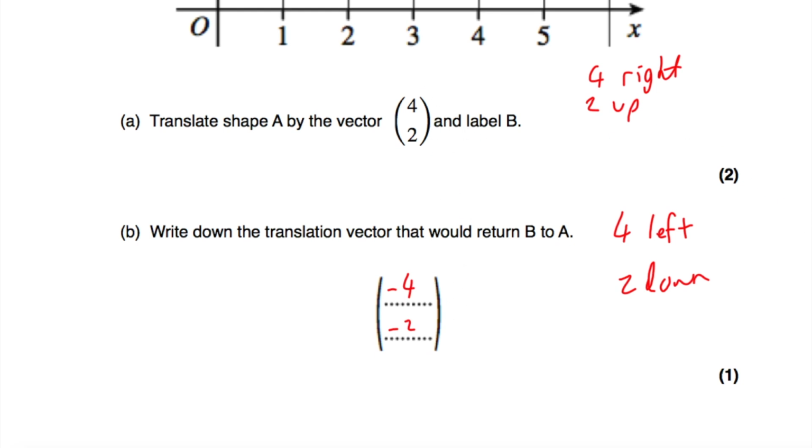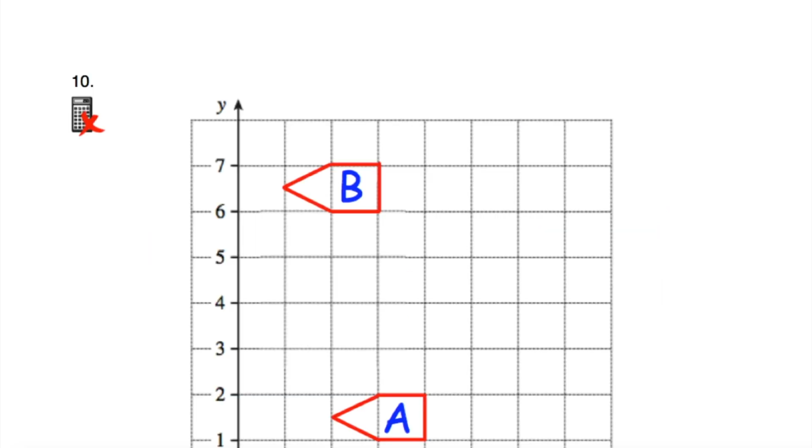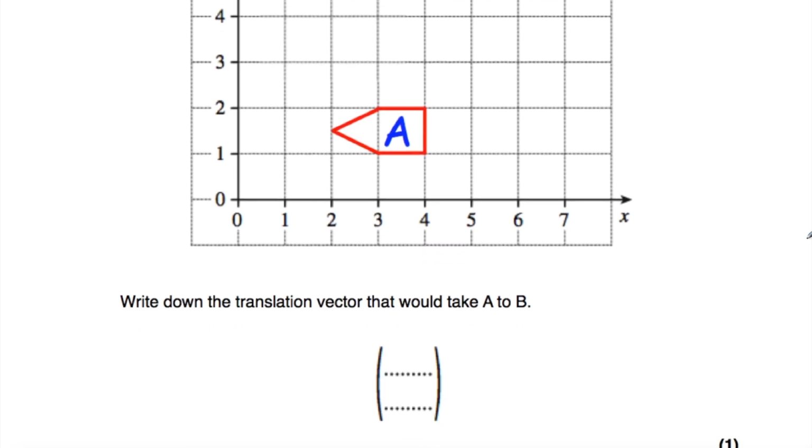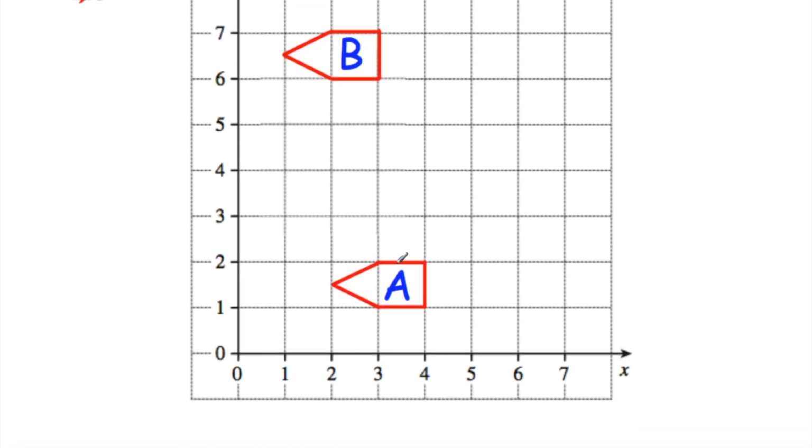Okay, let's look at our next question, question number 10. We've got these 2 pentagons. It's a pentagon, 1, 2, 3, 4, 5 sides. So we've got this little pentagon A and pentagon B. The question says, write down the translation vector that would take A to B. So how do we get from A to B?